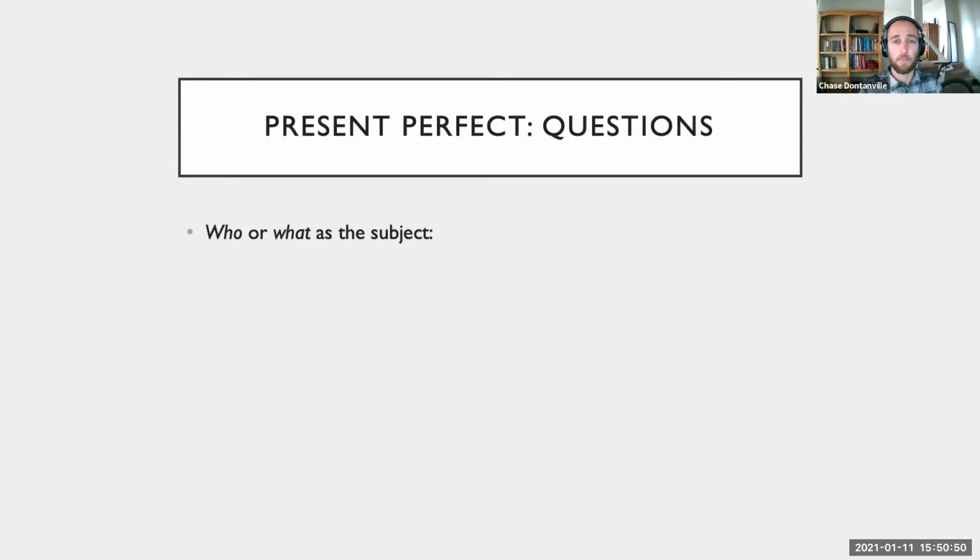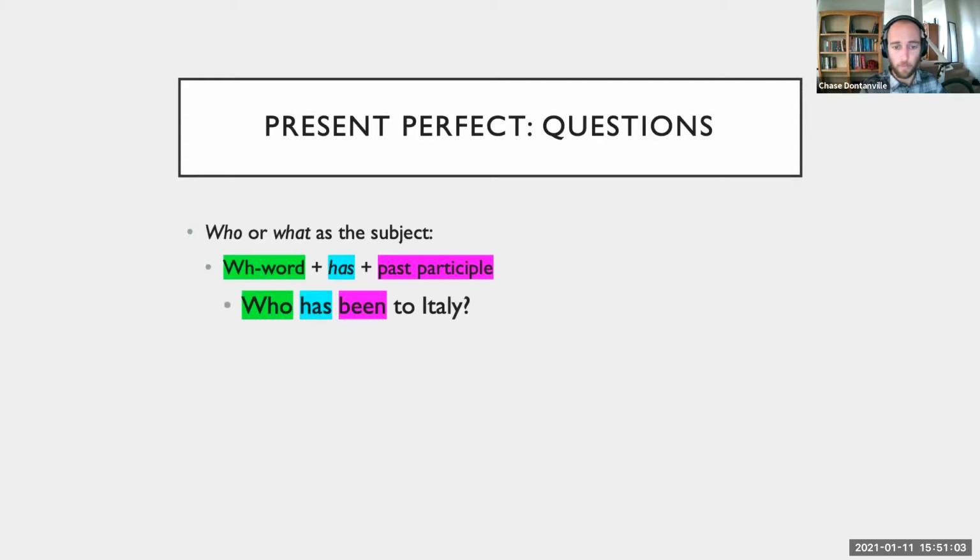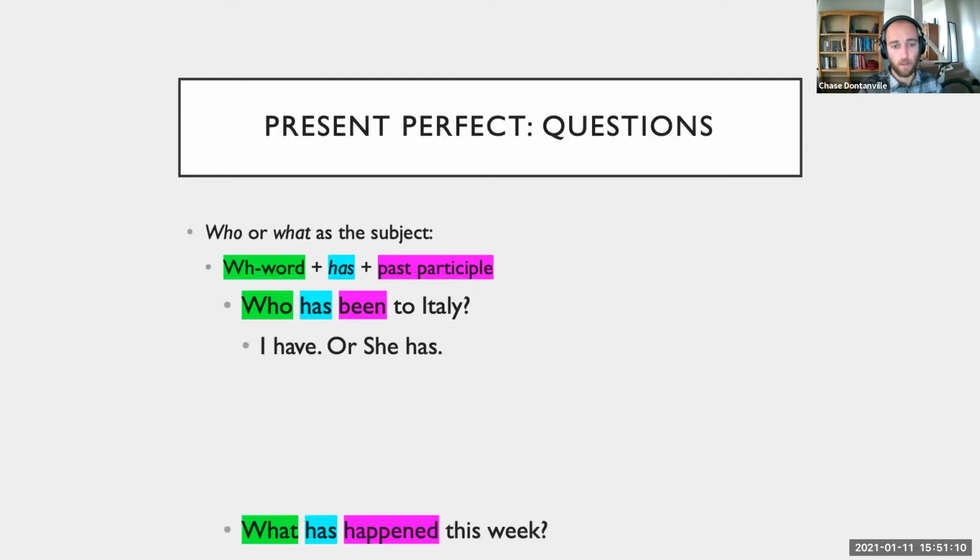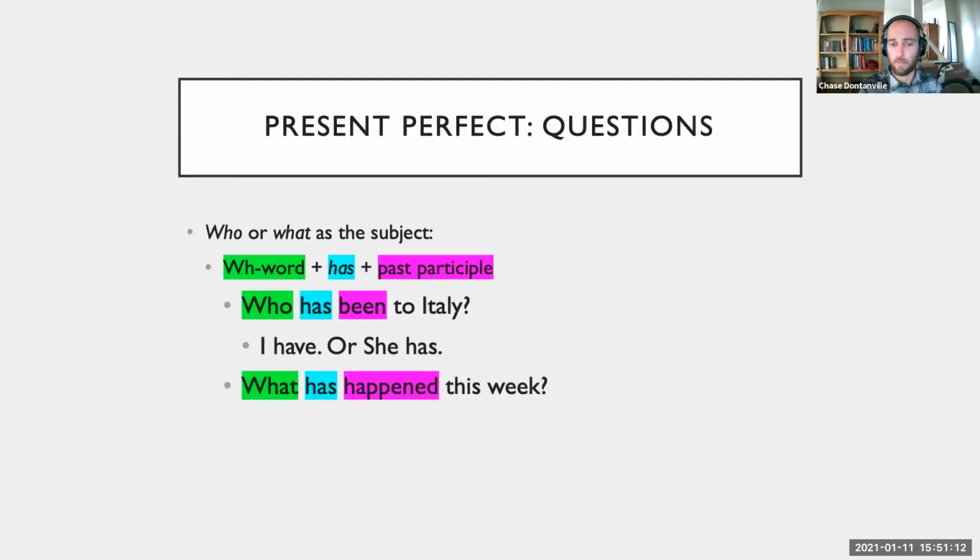Remember, sometimes who or what can be the subject. So if who or what is the subject, we don't need two subjects. So there's WH word plus has plus past participle. For example, who has been to Italy? I have, or she has. What has happened this week? A lot of things. So the who and the what are the subject. So we don't need to add another subject.